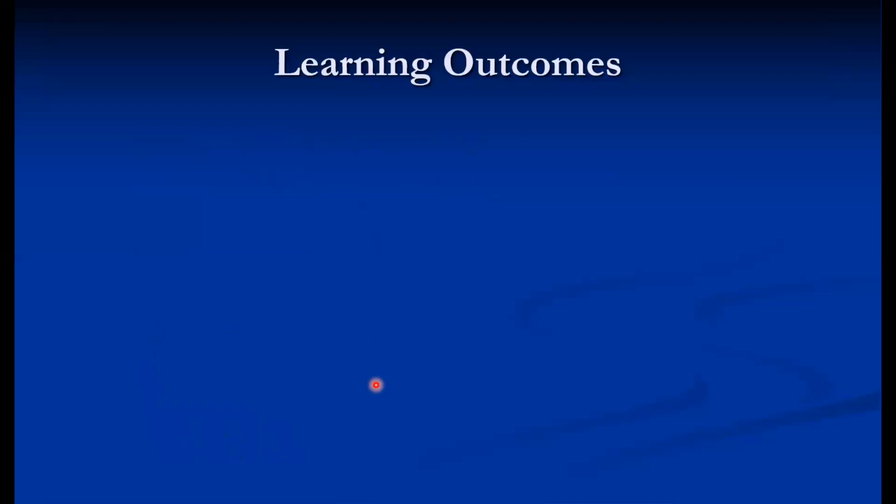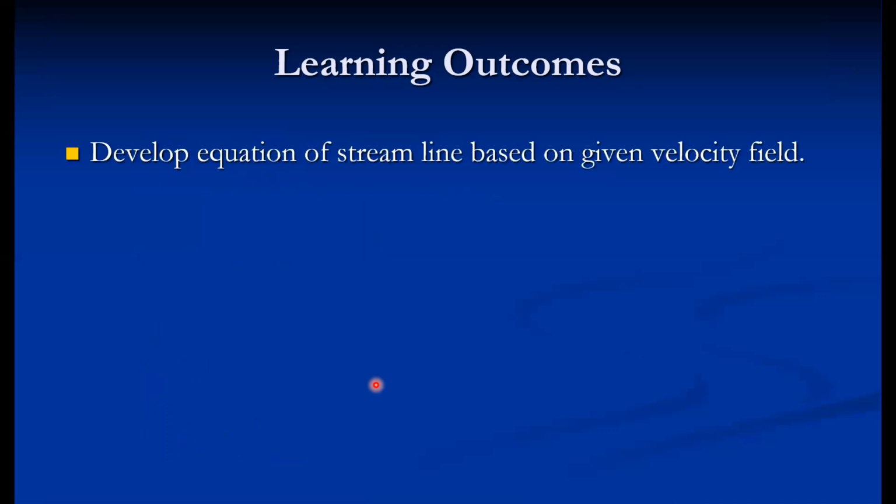That's it for this session. At the end of this session, you should be able to develop the equation of streamline based on the given velocity field. If it is 2D flow, use the equation of streamline for 2D flow, that is dx upon u equal to dy by v. If it is 3D flow, use the 3D streamline equation. By putting the values of u, v, w and integrating, we get the final expression of streamline.